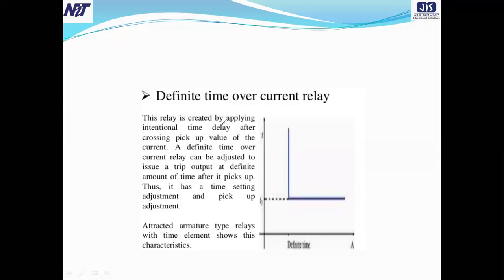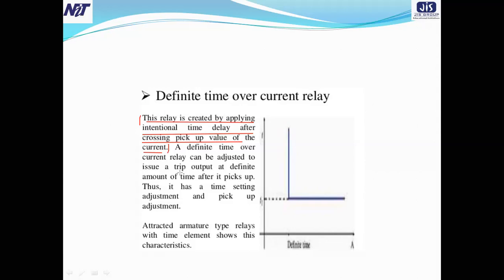This relay is created by applying intentional time delay after crossing the peak value of the current. Fine, so this part is the most important part. What is that part? This relay is created by applying intentional time delay after crossing the peak value of the current. Okay, a definite time overcurrent relay can be adjusted to issue a trip output at a definite amount of time after it picks up.